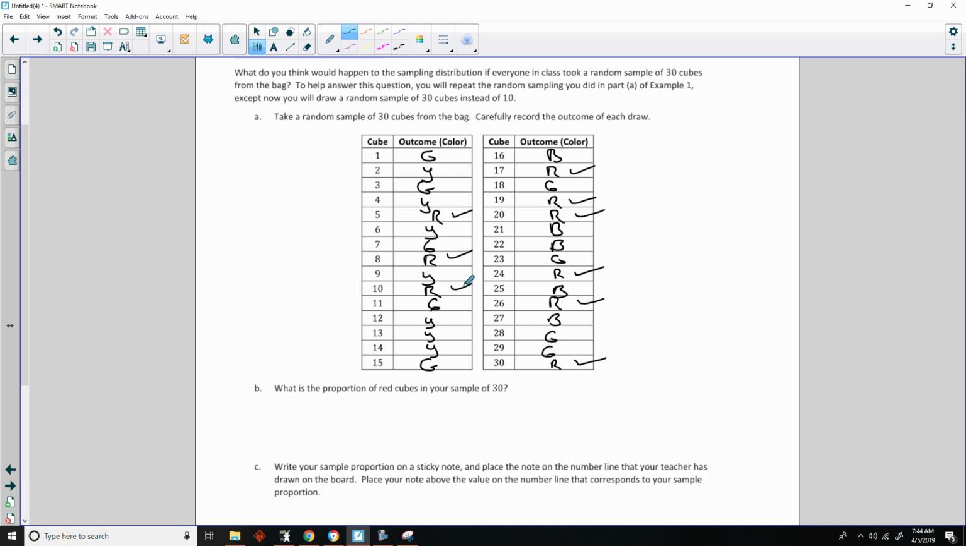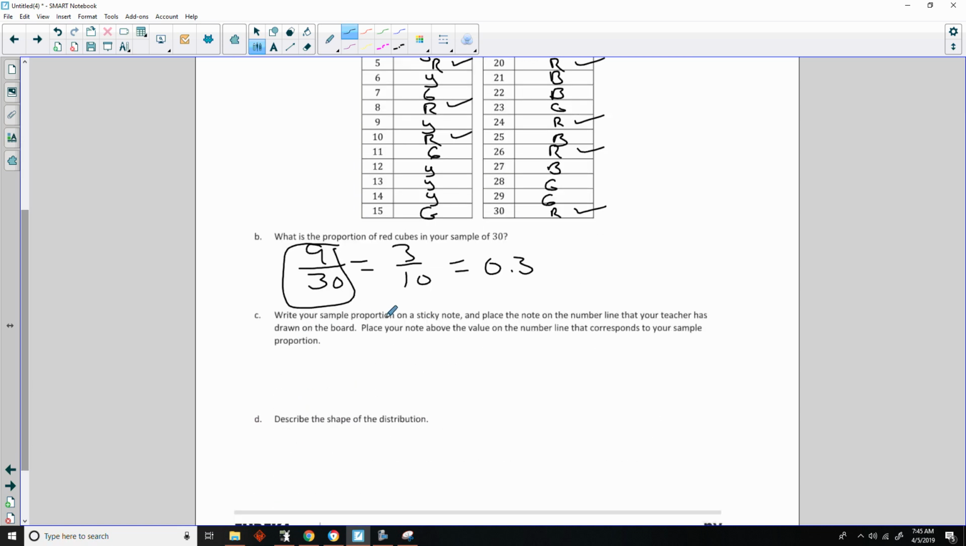So I have 3, 4, 5, 6, 7, 8, 9. What was the proportion? 9 to 30, which reduces to 3/10 or 0.3. But it just said what is the proportion. So that's that. All right, write your sample proportion on a sticky note.